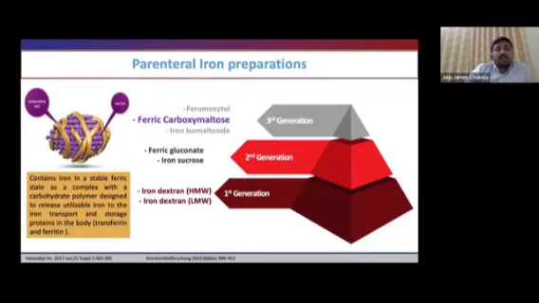So in the case of ferric carboxymaltose, iron is in a stable ferric state, in a complex with a carbohydrate polymer, designed to release utilizable iron to the iron transport and storage proteins in the body once it is administered.